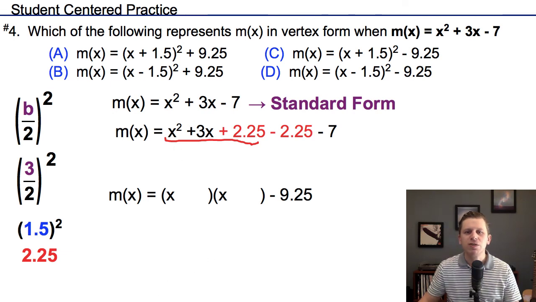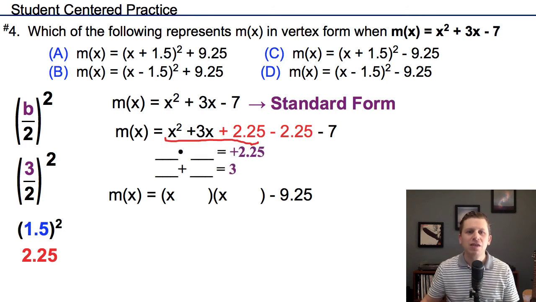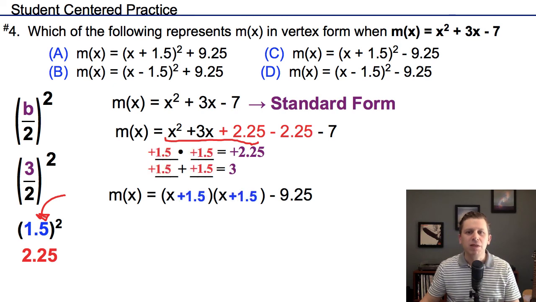We need 2 numbers that multiply to 2.25 and add to 3. You might be thinking, well, I don't know what multiplies to 2.25. It's okay. We know when these factor, it's always half the b value, so the terms that do that are just 1.5 and 1.5. Take the value of 1.5 and just place it in the blanks, and in order to change this into vertex form, just write this binomial product as a binomial squared.